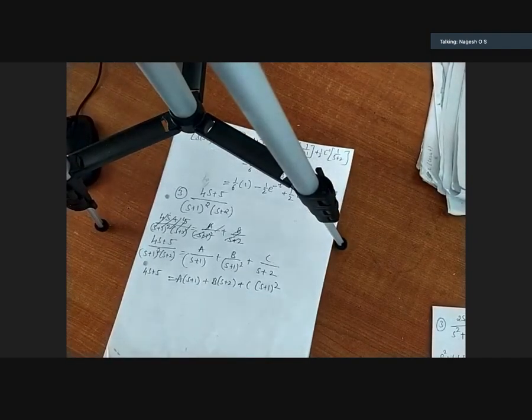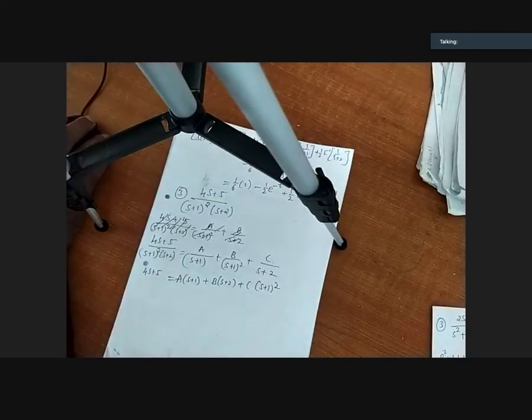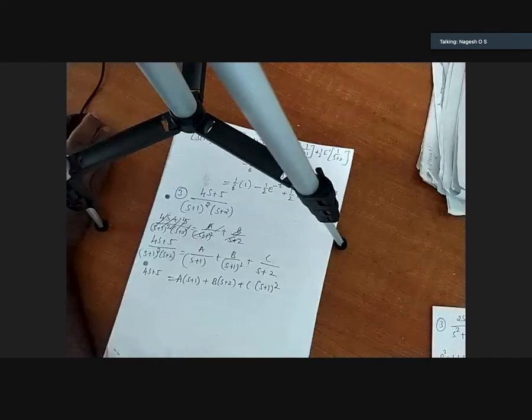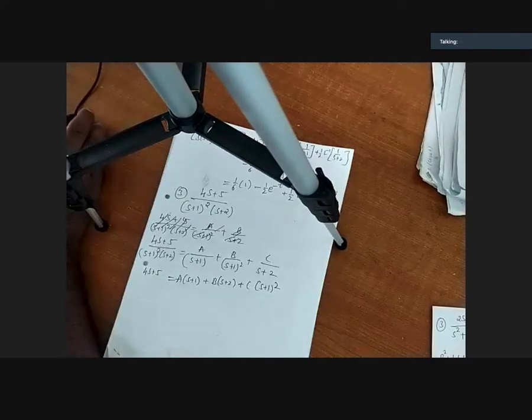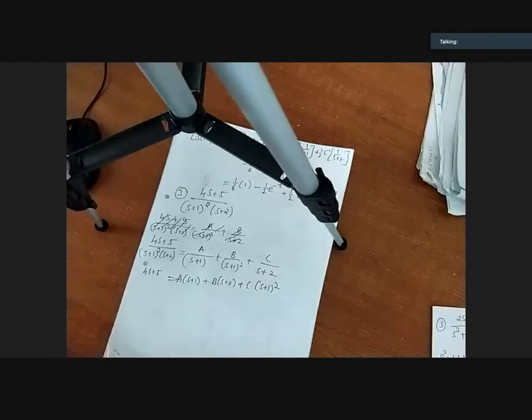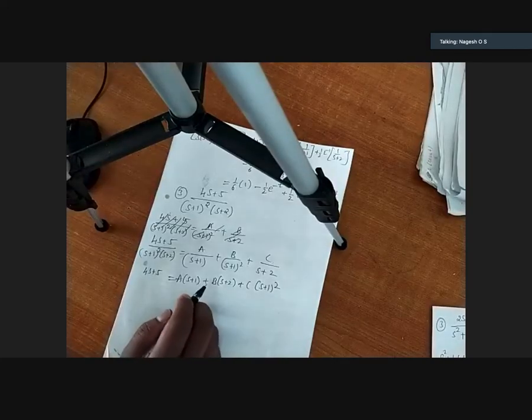Why is it not visible properly? The network. Is it visible properly? Is it visible? Okay, if it is visible, then yes.